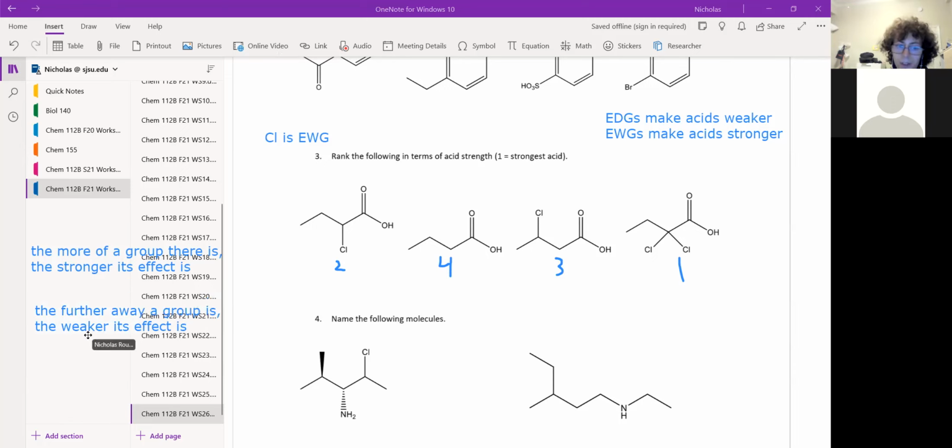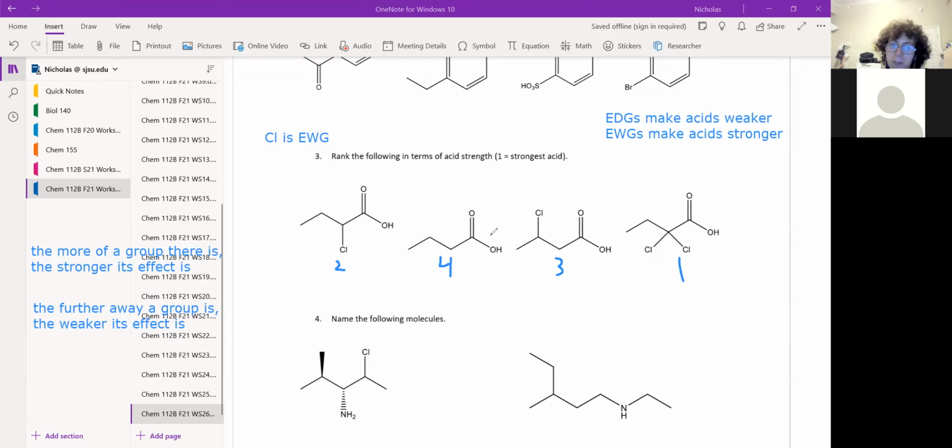And this always applies. Regardless of whether it was an EDG or an EWG, the further away it is, the weaker its effect, and the more of it there is, the stronger its effect. So these are general ideas that can help with a question like this.